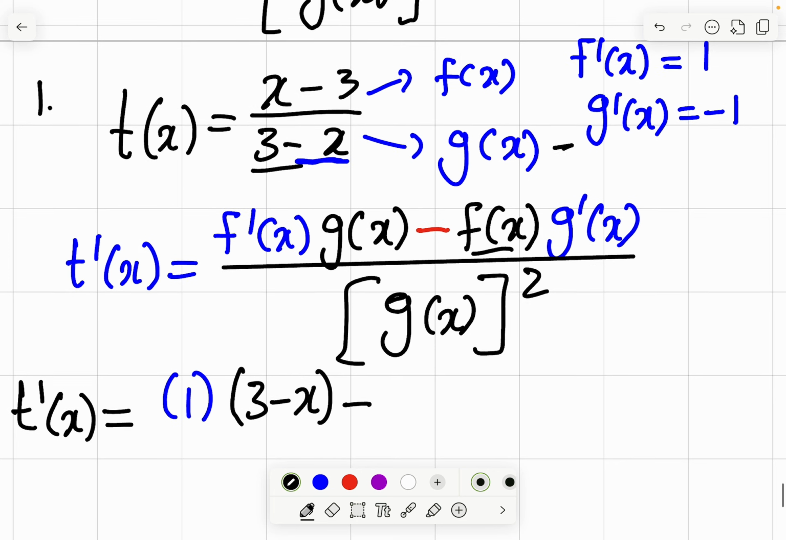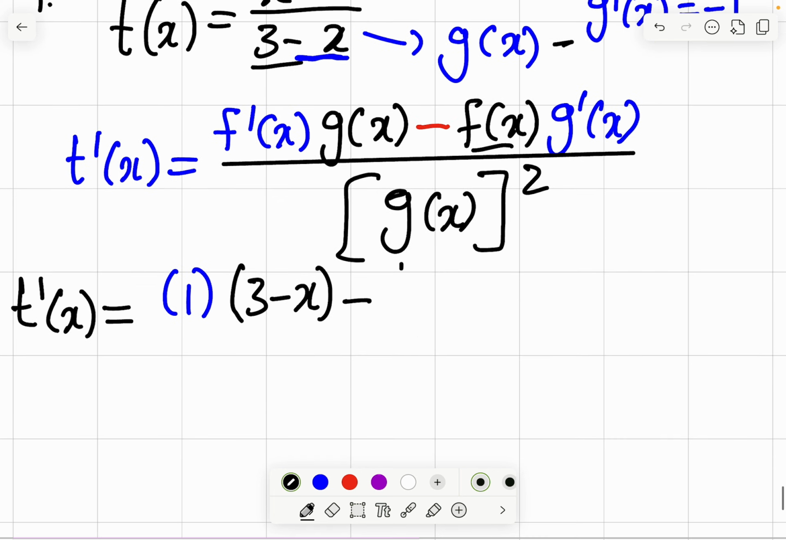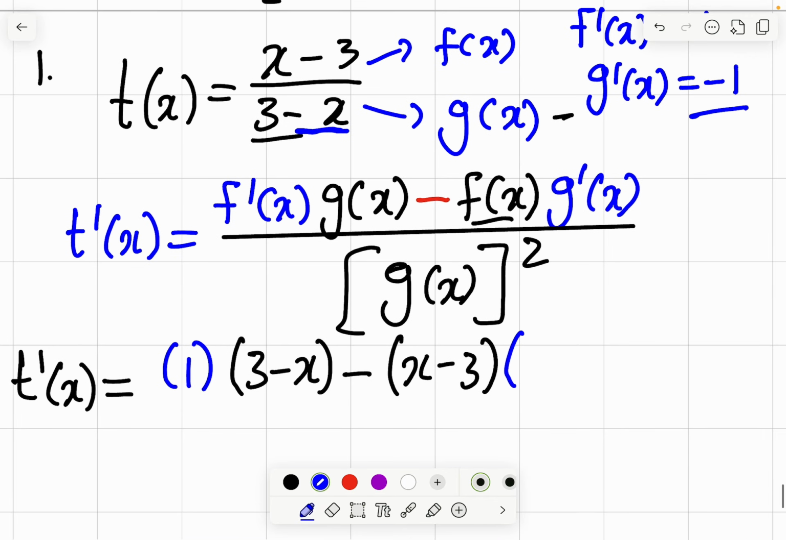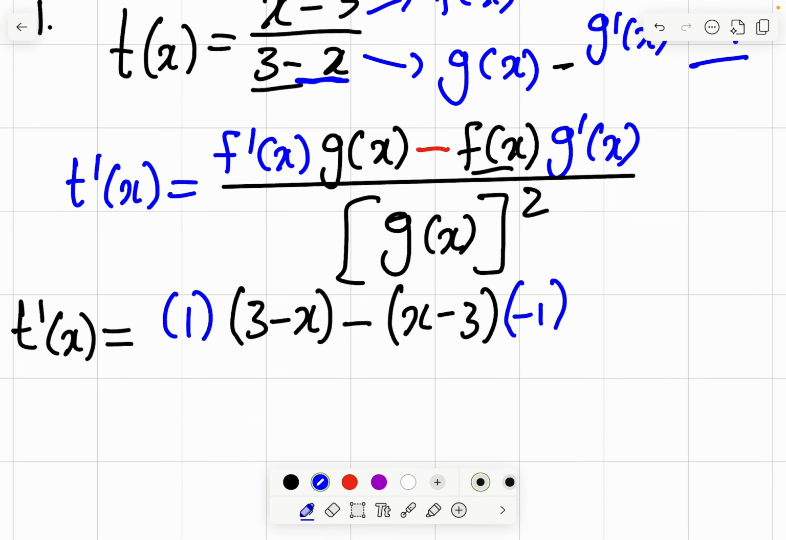Then I what? I keep f of x. I keep f of x, which is what? X minus 3. Therefore, I what? I multiply by the derivative of what's in the denominator, which is what? Negative 1. I say negative 1. Therefore, I do what? I divide the whole thing.